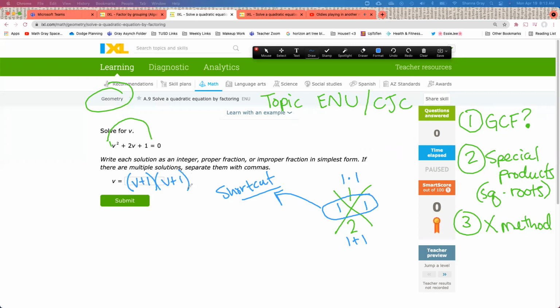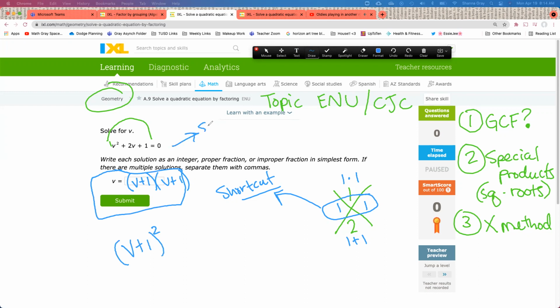I'm curious to see if they'll make you, oh, they would want you to write it that way, I would say, because you don't have the option for a squared, because you could also write this as v plus 1 squared. But since they don't give you that option here in your answer, I think you have to list it out both ways.